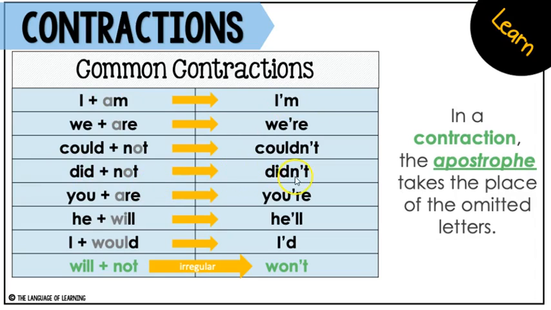Did not, didn't, that apostrophe is taking the place of the O. You are, you're, that apostrophe is taking the place of the A. He will, he'll, the apostrophe takes the place of the W and the I. And I would, I'd, takes the place of the W-O-U-L. Will not, this is an irregular one, where we take away the I-L-L and replace it with O-N apostrophe T. In a contraction, the apostrophe takes the place of the omitted or left out letters.